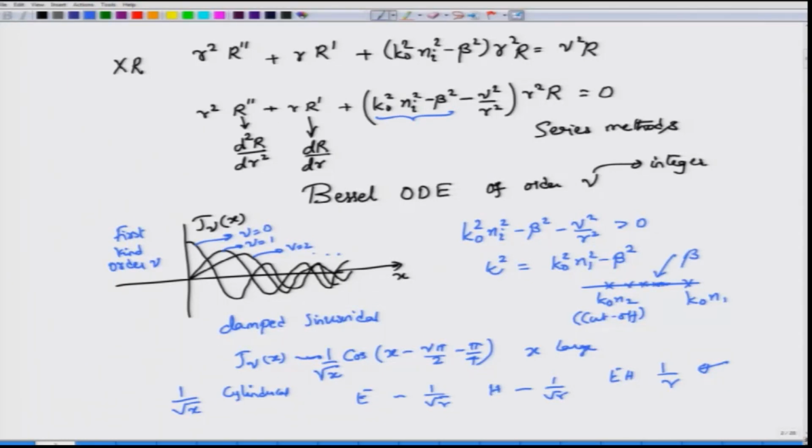So, these allowed values of beta are discrete, as we have seen earlier, and the transverse wave number can go to a minimum of 0 when beta equals k 0 n 1, and a maximum of k 0 square root of n 1 square minus n 2 square when beta reaches k 0 n 2 and gets cut off. This we have seen earlier in the slab waveguide, exactly the same procedure, and I am using the same notation as well. In fiber optic literature, it is more common to call this kappa square as u square, but I have avoided that because I want you to constantly remember the significance of this kappa.